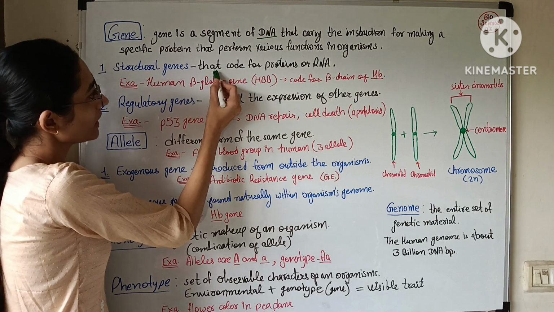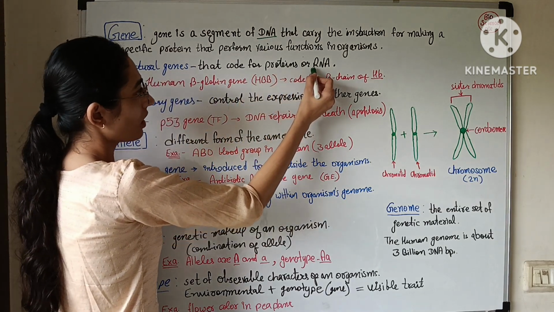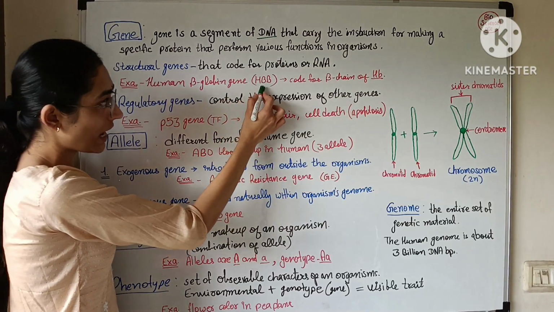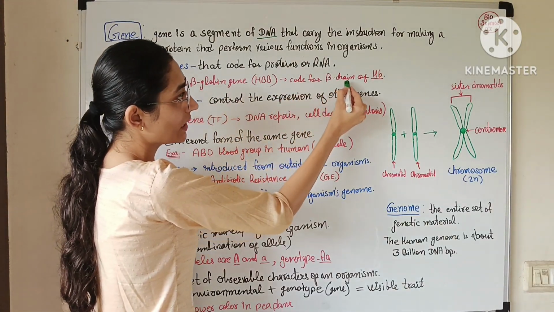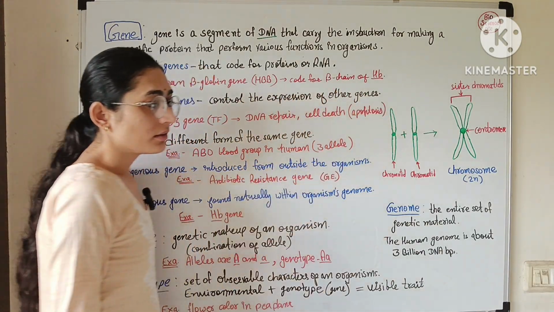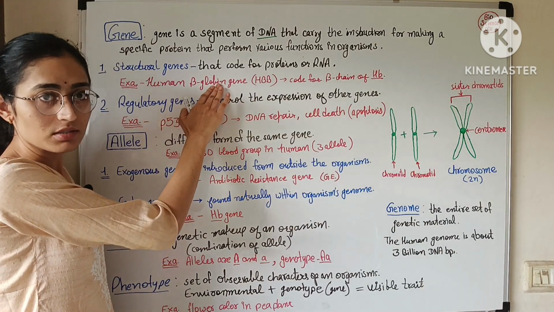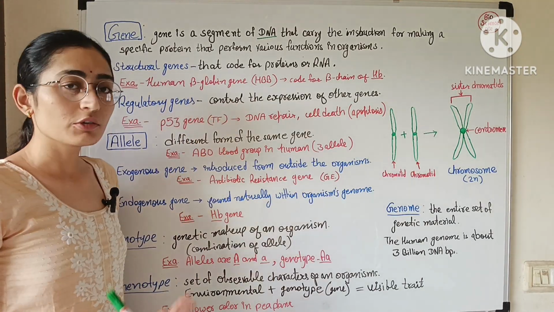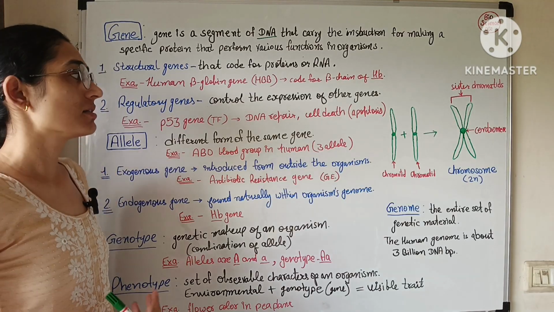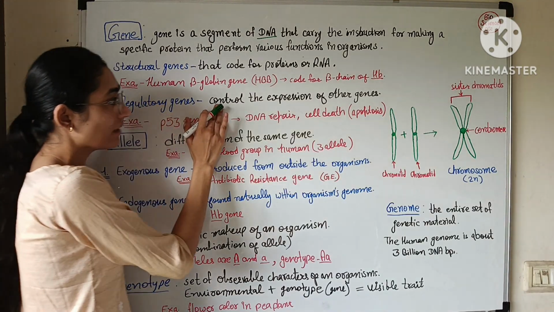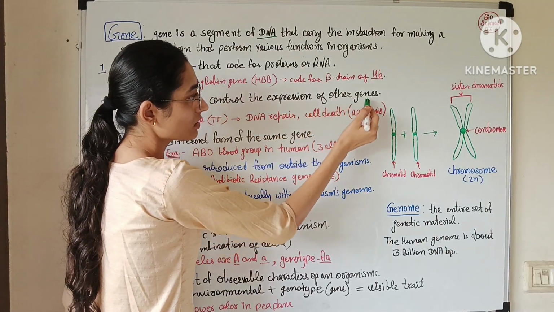Structural genes that code for protein or RNA. For example, human beta globin gene or HBB codes for beta chain of hemoglobin. There are eight functional types of globin gene present in human body like alpha, beta, gamma, delta, zeta. Okay. Next, regulatory gene that controls the expression of other genes.